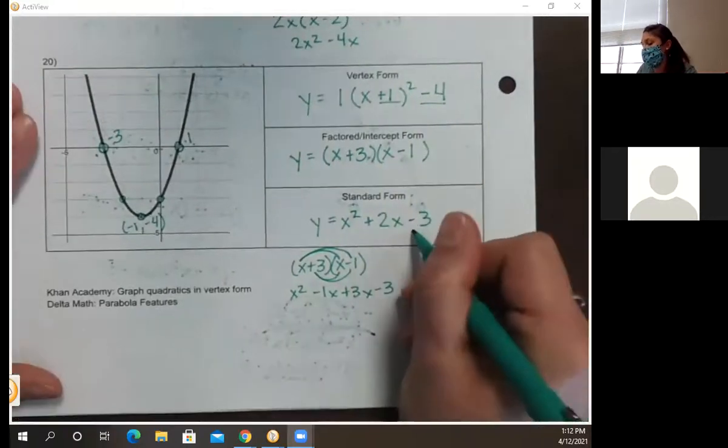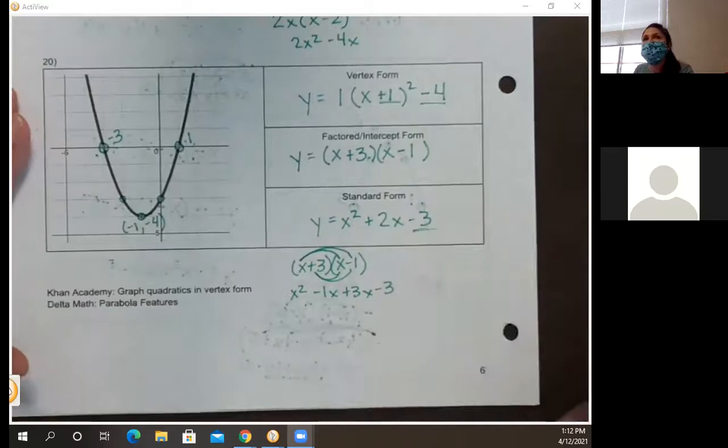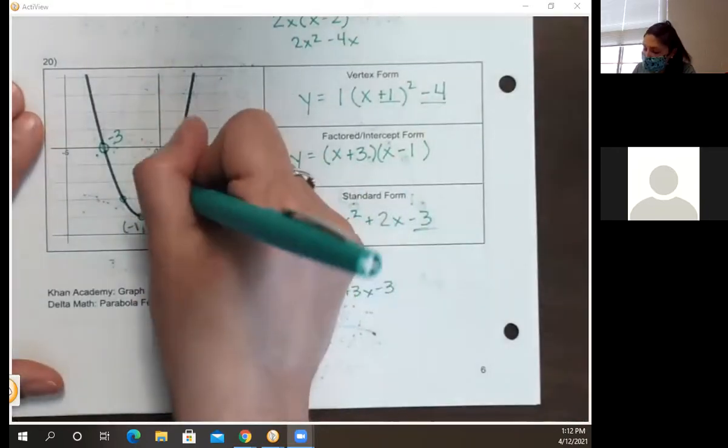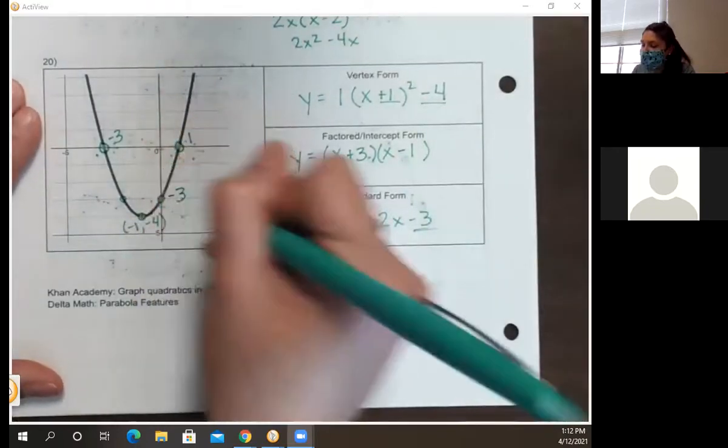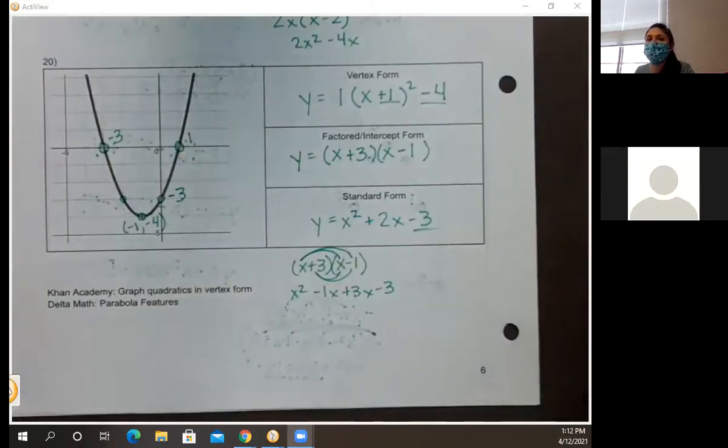And again, double check your y-intercept from standard form with your graph. So if I look at my y-intercept here, I'm down at -3. Questions for me on number 20? Sophie? Oh, okay.